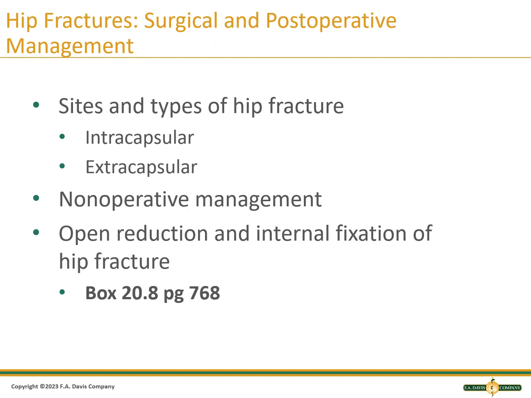Hip fractures. We can see hip fractures that happen within the capsule, and those are going to be our intracapsular fractures, and they're going to happen within the femur proximal to the end of your joint capsule. Your extracapsular fractures are going to be outside the joint capsule, so distal to that joint capsule. Fractures of the head of the femur and neck of the femur tend to be our intracapsular.